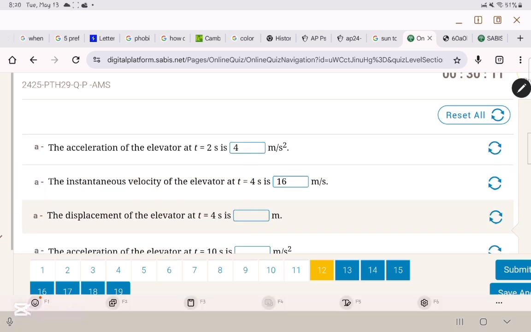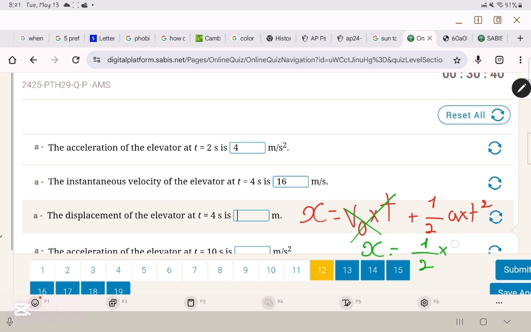Now, the displacement of the elevator at time equals 4 seconds. So remember that the equation for displacement x is equal to the initial velocity times the time, plus 1/2 the acceleration times the time squared. But in this case, you have that the initial velocity is 0. If the initial velocity is 0, then x, or displacement, is equal to 1/2 times the acceleration times the time squared.